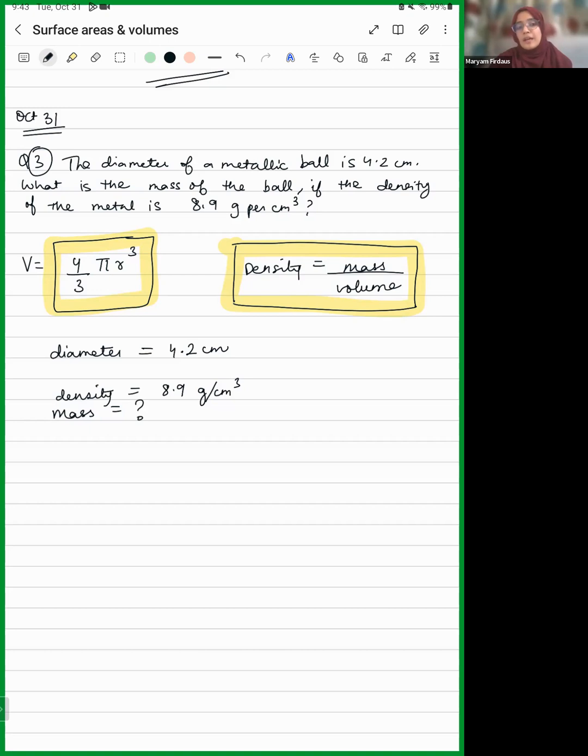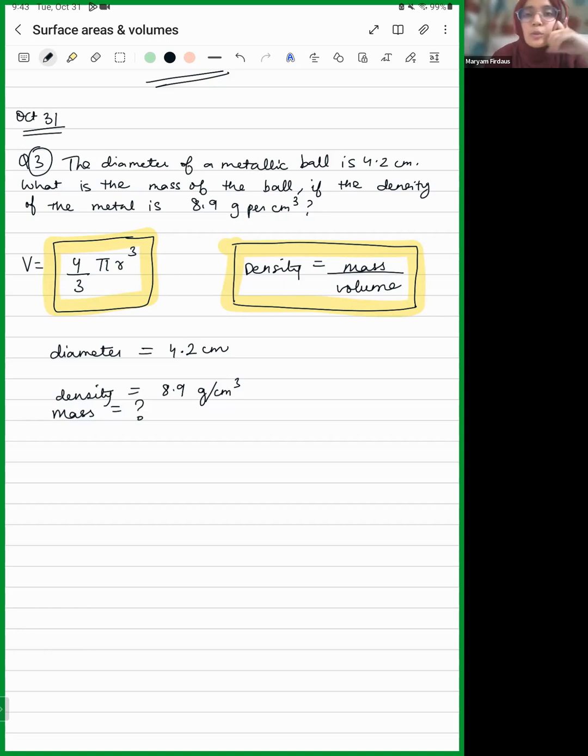So we are asked about the mass of this sphere. Now first we need to find the volume because we don't know the volume. Then to find the mass, we have to find the volume also. So how will we find the volume? 4 by 3 pi r cube. What is r? r is 2.1. Very good. Okay, so we will be able to find the volume.